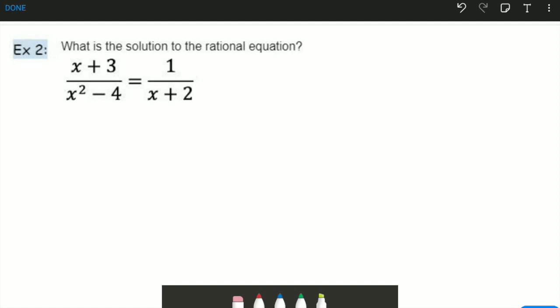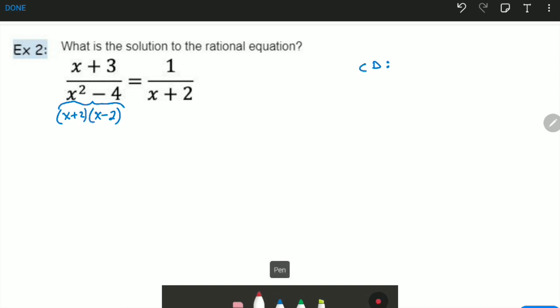Okay, so in example 2, we're asked what is the solution for this rational equation. We're going to start off the same way. We're going to figure out the common denominator so that we can multiply both sides by that common denominator. Now, remember, to find the common denominator, we need to look at the factors. So the left fraction, the factors of x squared minus 4 are x plus 2 and x minus 2. It's that difference of squares pattern, the a squared minus b squared.